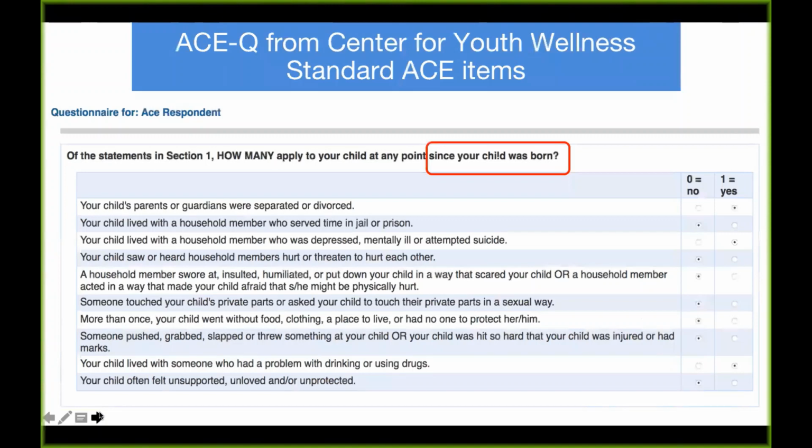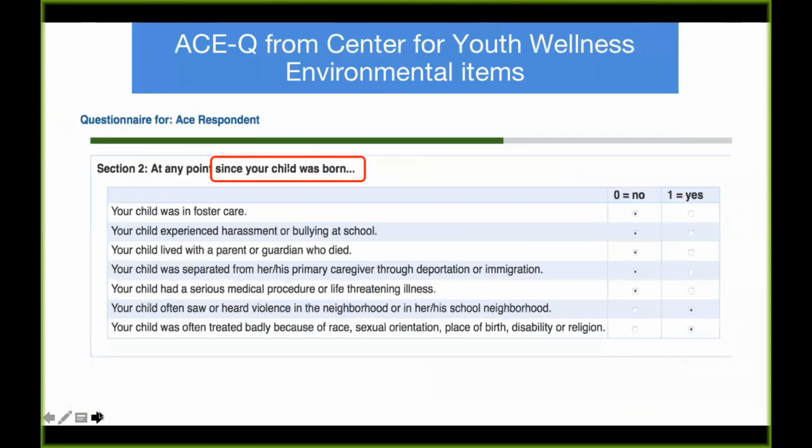So here's an example of those standard items, and as you can see, the instruction is how many apply to your child at any point since your child was born. And they just click off those yeses or nos over there on the right. So these are the 10 standard items. And then this one is, at any point since the child was born, have they experienced these 7 additional items?